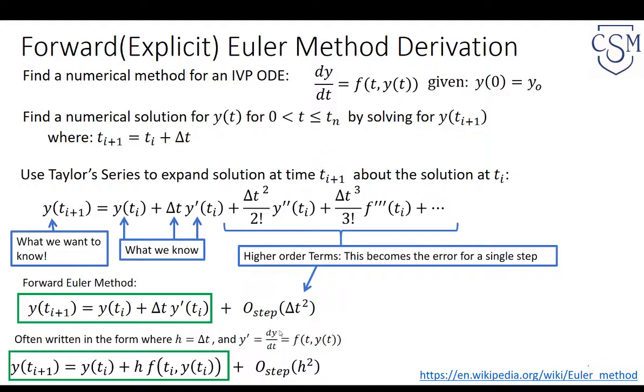and y prime is really the derivative of y with respect to t, and we really say that that's just equal to some function f of this ODE with respect to t and y of t. So oftentimes this forward Euler method appears as y of t_i plus 1 is equal to y of t_i plus the time step times the derivative's equation, f of t_i and y of t_i.